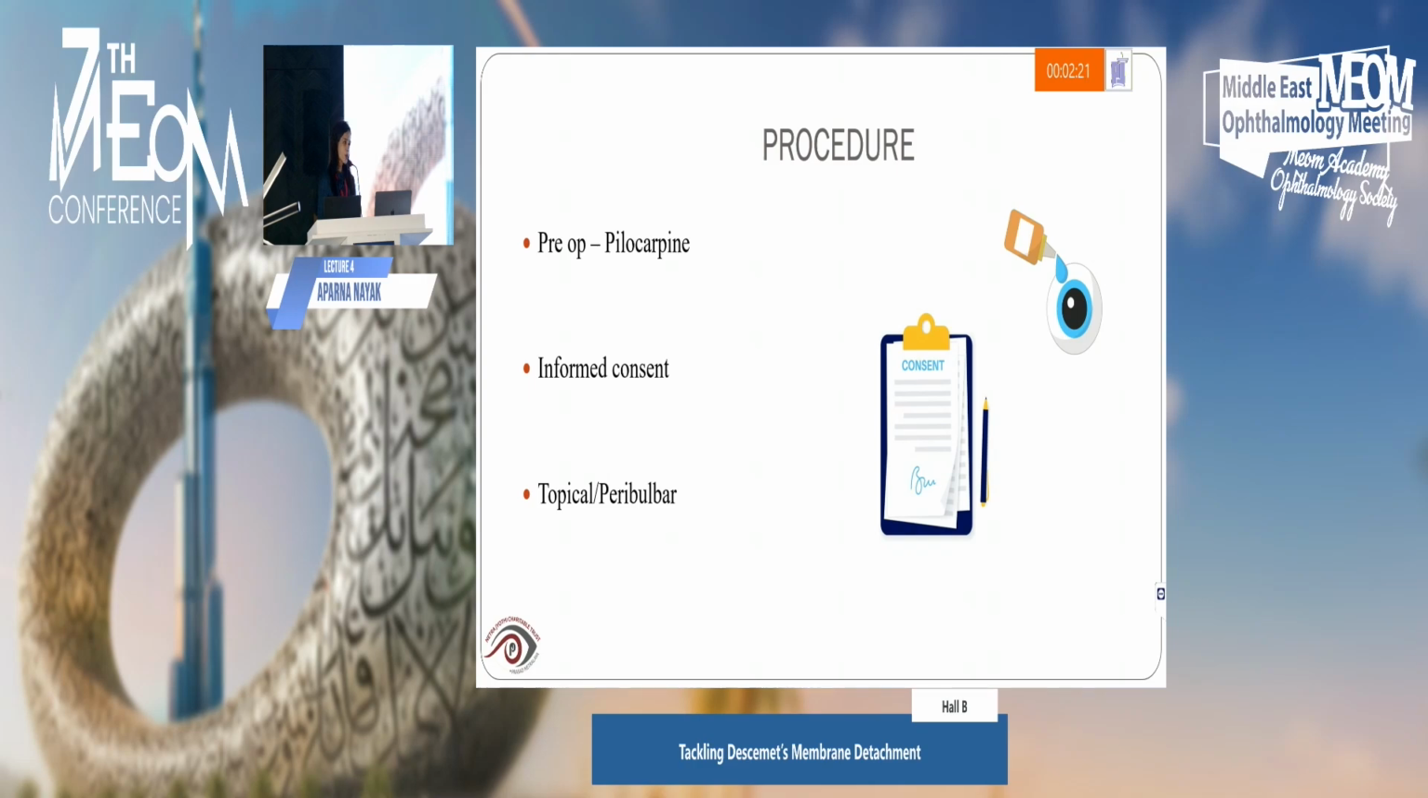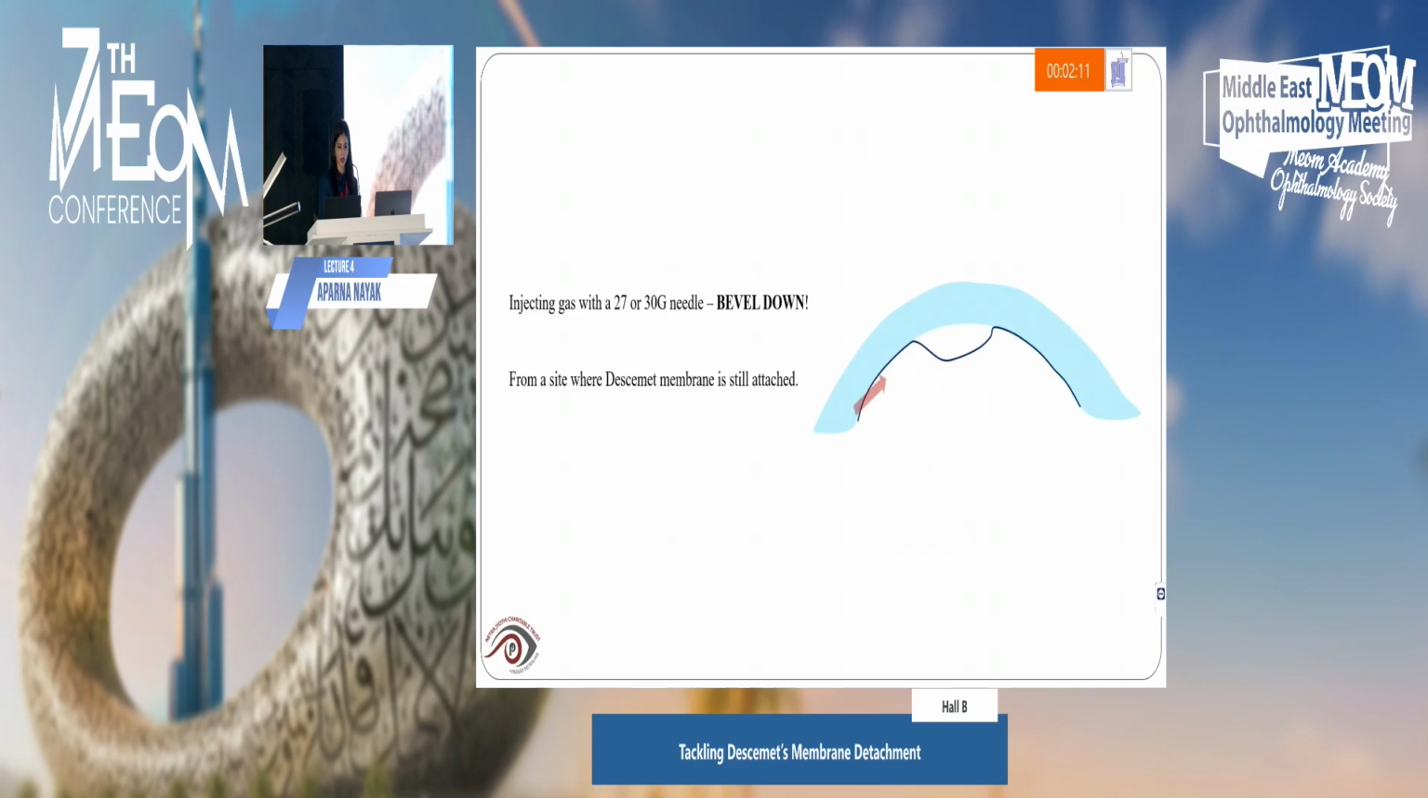When we plan for the procedure, we can add pre-op pilocarpine to maintain the iris lens diaphragm. We need to take the informed consent, and we can do it under topical or peribulbar anesthesia. Let me share some tips. One of them would be while injecting the air or the gas. You can use a 27 or 30 gauge needle and make sure the bevel is down, and always inject from the site where the DM is attached.